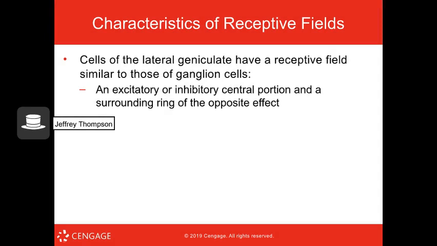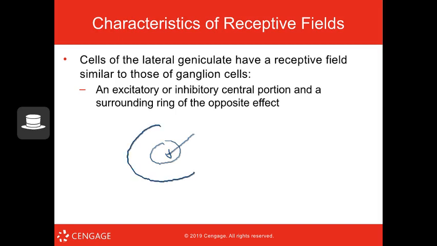So when it comes to receptive fields, the cells of the lateral geniculate nucleus have a receptive field similar to those of ganglion cells. So they have an excitatory or inhibitory central portion and a surrounding ring of the opposite effect. So they're maybe sensitive here to excitatory stimuli, and then they're surrounded by a ring of inhibitory stimuli.